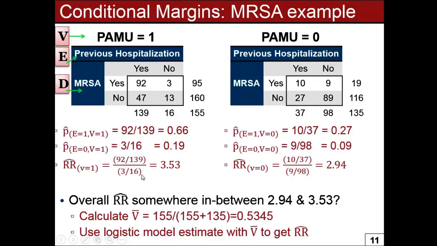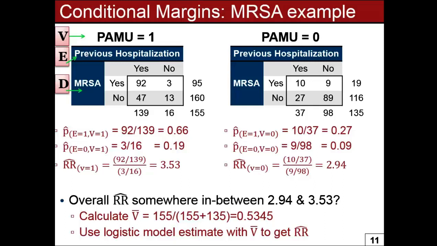And first of all, does this kind of bring back memories of the Mantel-Haenszel approach? Remember we used to do this kind of thing? The whole idea of the Mantel-Haenszel approach is a totally other way to deal with this, but without logistic regression. We're going to get a risk ratio with logistic regression.